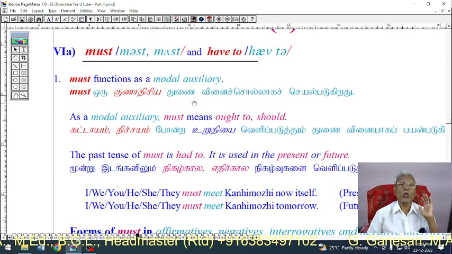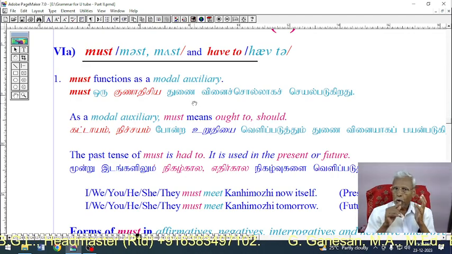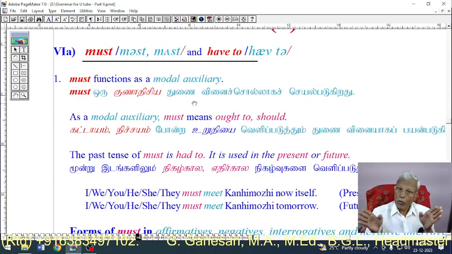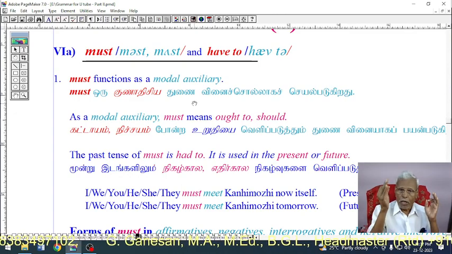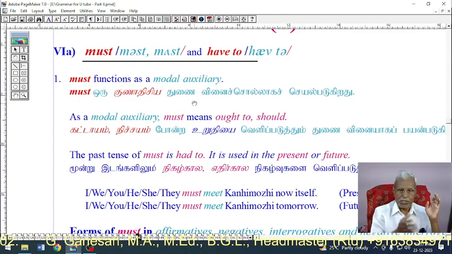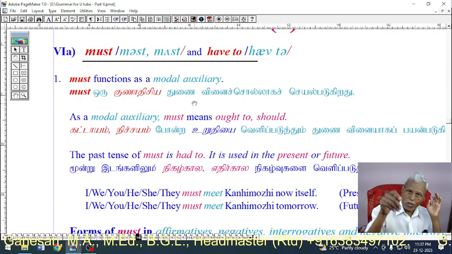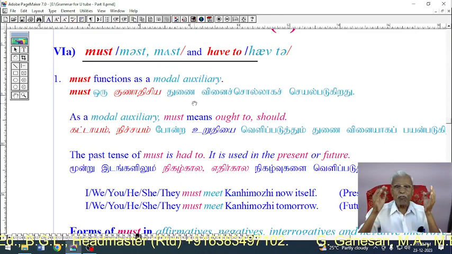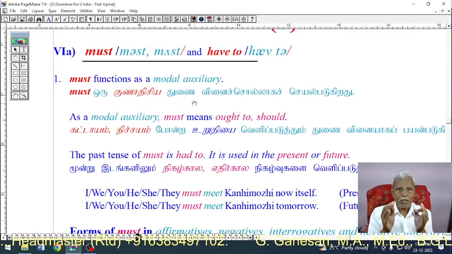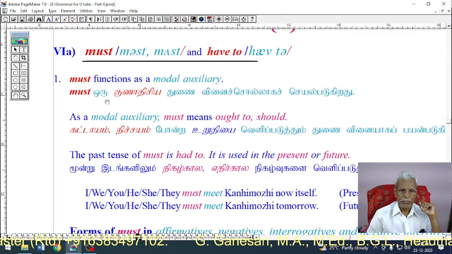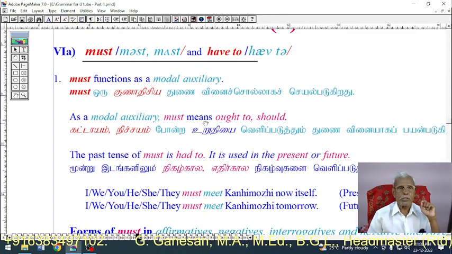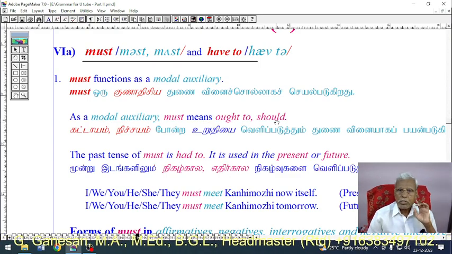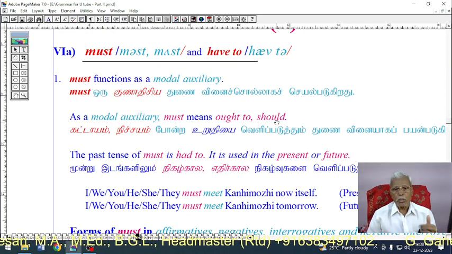Must functions as a modal auxiliary. My dear students, shall, would, will, would, this kind of auxiliaries function both as an auxiliary verb of the tense and as modal auxiliaries. But as far as must is concerned, it functions only as a modal auxiliary. As a modal auxiliary, must means ought to or should.